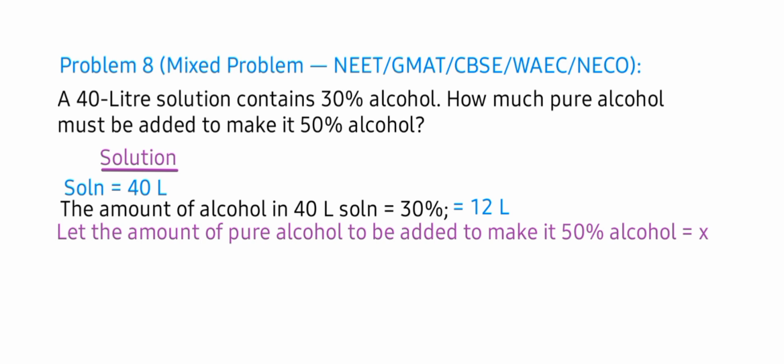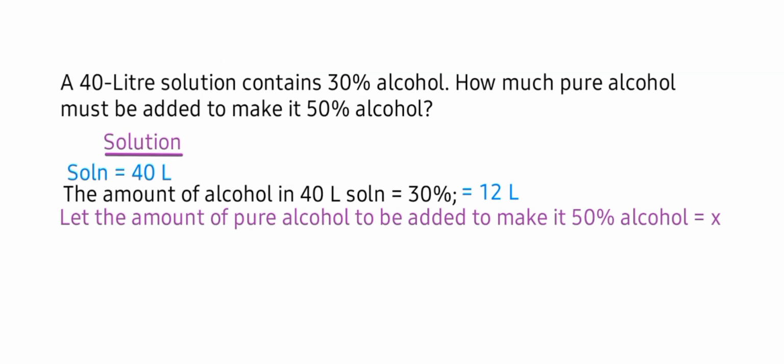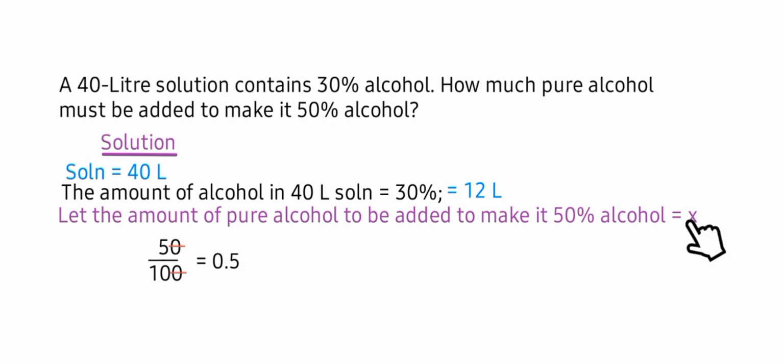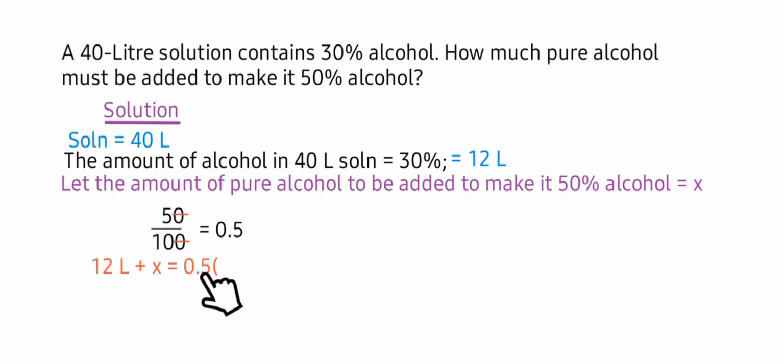Let the amount of pure alcohol to be added to make it 50% alcohol be called X. 50% entails 50 divided by 100. 0 here eliminates the 0 here. We are left with 5 divided by 10, 0.5. Therefore, we have 12 liters plus X equal to 0.5 multiplied by 40 liters plus X. 12 liters plus X equal 0.5 multiplied by 40 plus 0.5 multiplied by X, 0.5x.